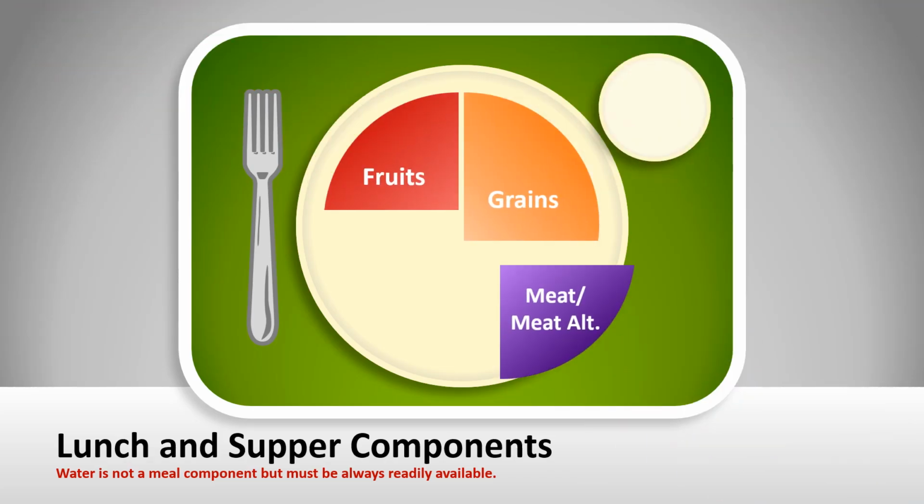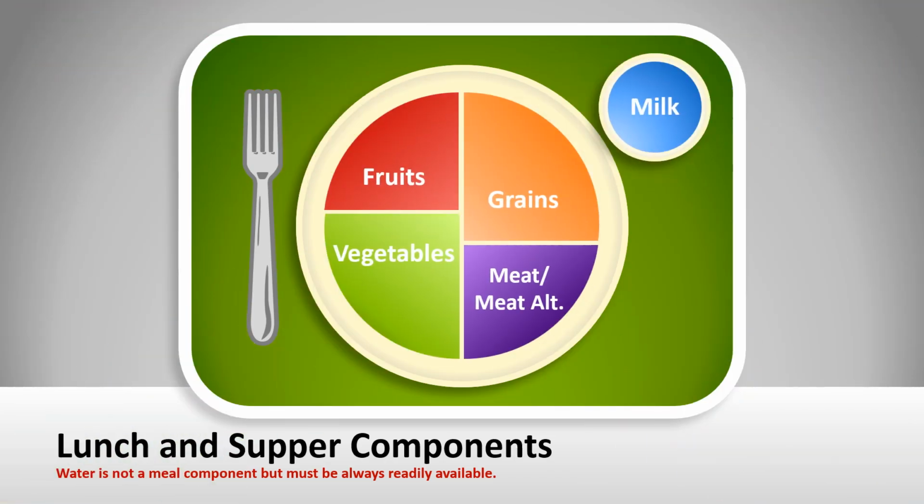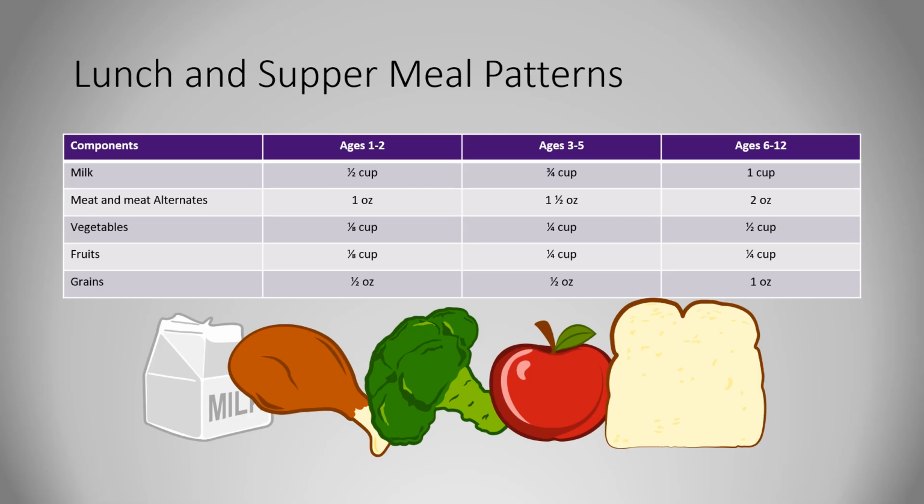Lunch and supper contain all 5 CACFP meal components. Water is not a meal component but must always be readily available. Your lunch and supper meal components will consist of milk, meat and meat alternates, vegetables, fruit, and grains. Your vendor may send you 2 different vegetables instead of a vegetable and a fruit. Again, please remember that the serving sizes are inside of the lids of all of your meal containers, so check them out if you forget how much to serve.